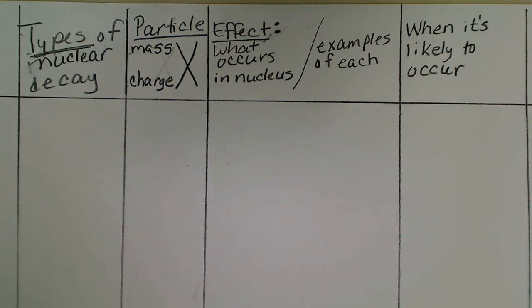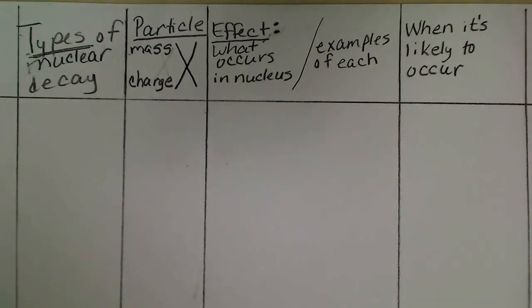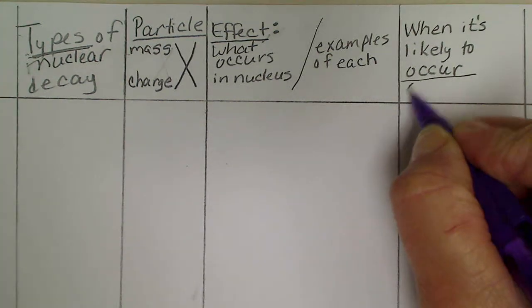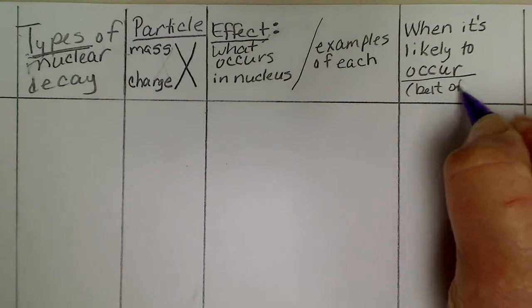I'm going to summarize the types of nuclear decay in this table and list the particle that's involved, whether that particle is produced during the reaction or if it's part of the reaction. Also, the effect on the nucleus when the reaction occurs, and I'll also be providing an example of each type of nuclear decay with a balanced equation, and then discuss when that process is likely to occur. So this really has to do with the belt of stability that we spoke of in an earlier slide.